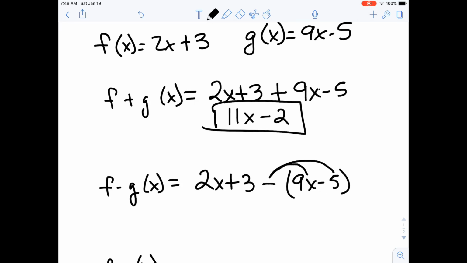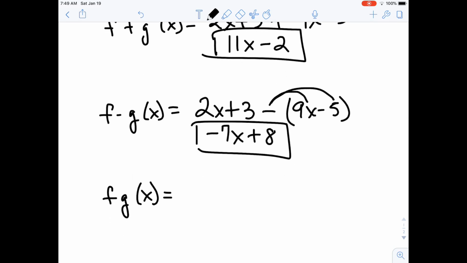So it's 2x minus 9x, which is 2 minus 9, negative 7x. And then you have 3 minus a negative 5. 3 minus a negative 5 would be 3 plus 5, so that's plus 8. And that's your correct answer.